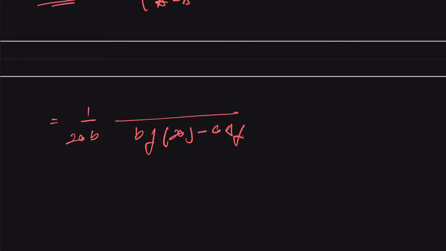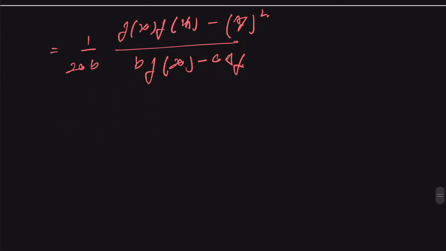So we get this as our 1 upon twice ab, and here we are having b function of our 2a minus a times delta f, and this comes as function of our 2a function of our 2b minus, and this is our delta f whole square. Now we substitute it back into equation of our QB.